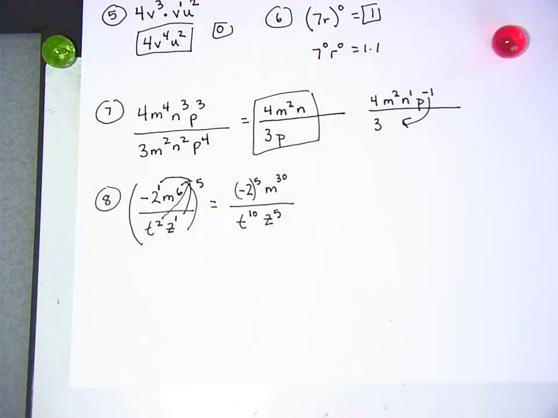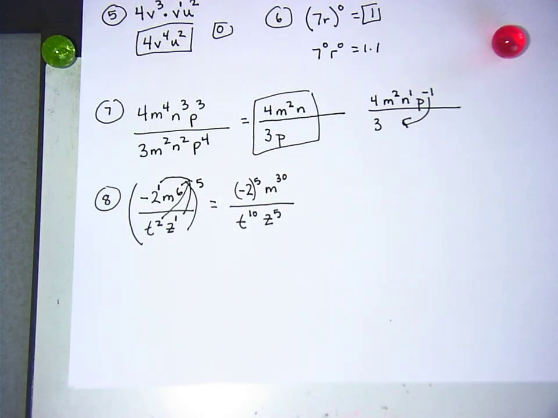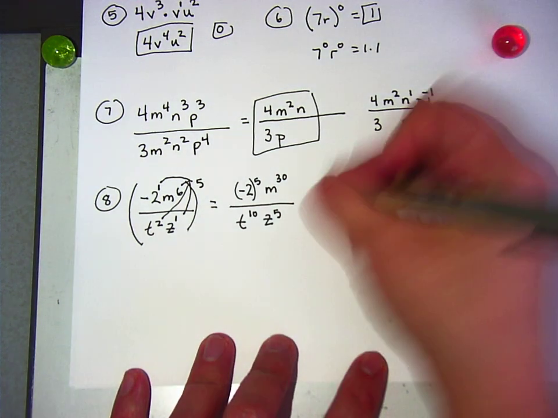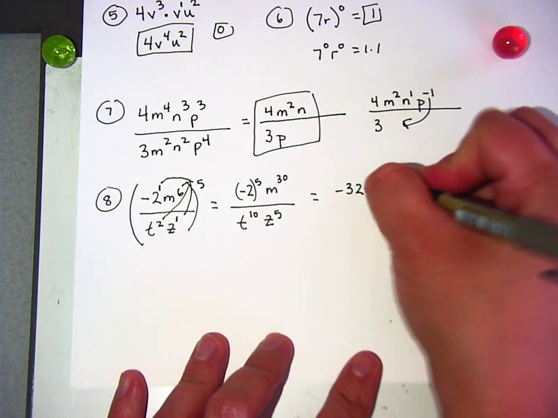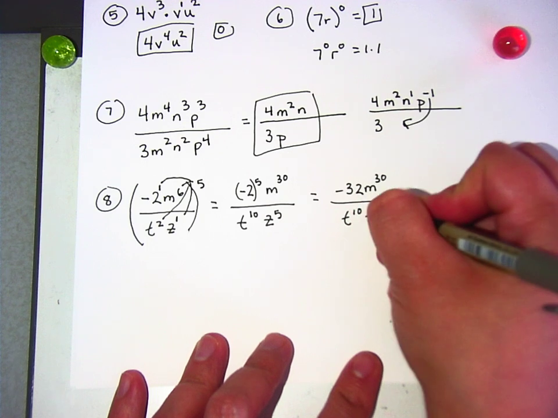Now, can I combine an M and a T and a Z? No, but I do know what -2 to the 5th power is, which is what? -32, because it's 2 times 2 times 2 times 2, but -2, and there's 5 negatives, so that's -32 on top. M to the 30th, T to the 10th, Z to the 5th.